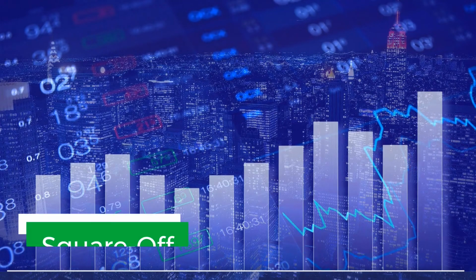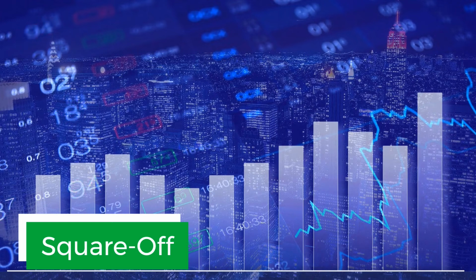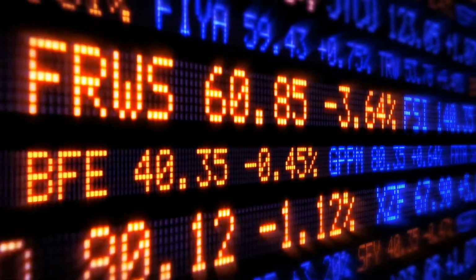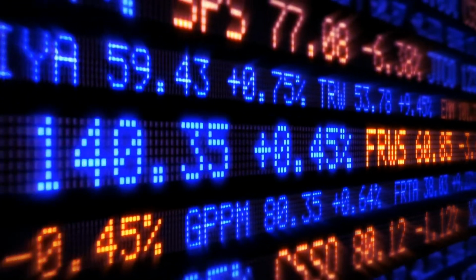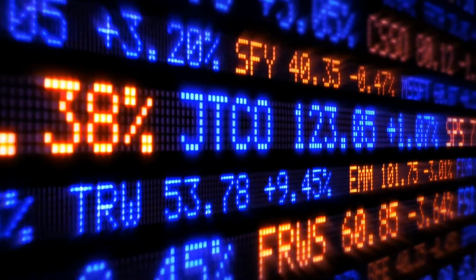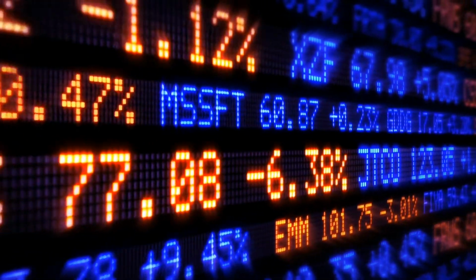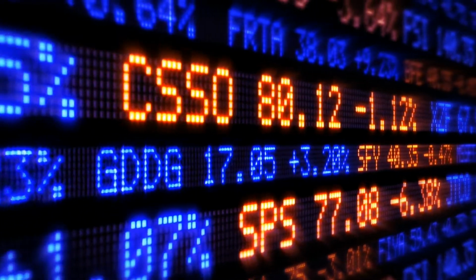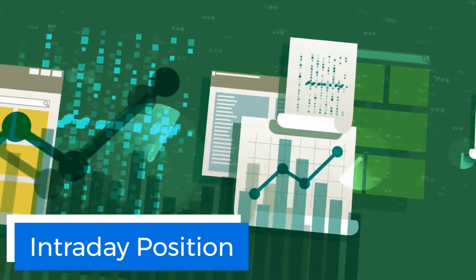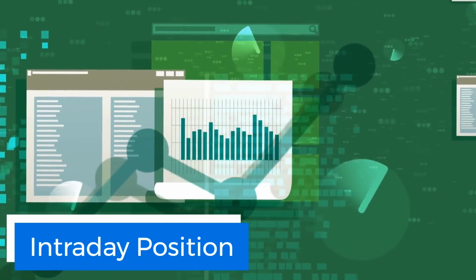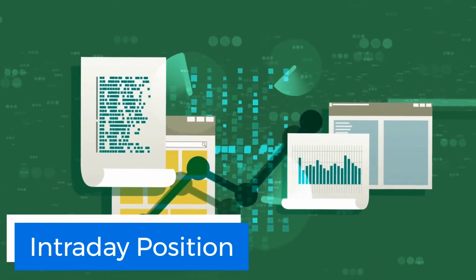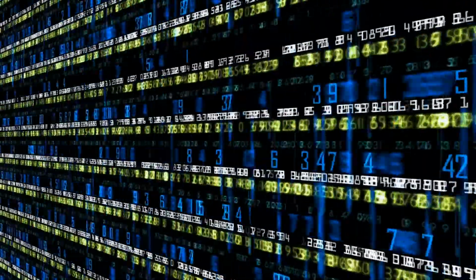Next one is square off. Square off is a term used to indicate that you intend to close an existing position. If you're long on a stock, squaring off the position means you're simply selling that off. So when you're selling the stock to close an existing position, then you're not shorting the stock at all. Okay. Intraday position. This is a trading position you initiate with an expectation to square off the position within the same day. It doesn't matter whether you buy first or sell first, it's supposed to be happening on the same day.